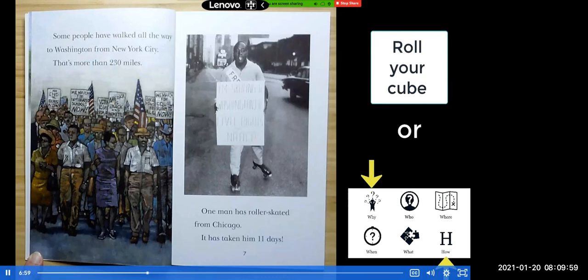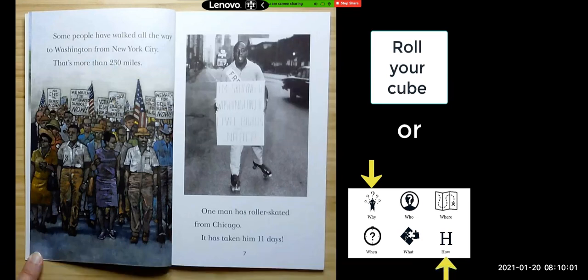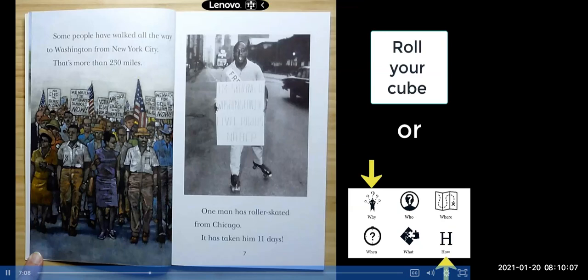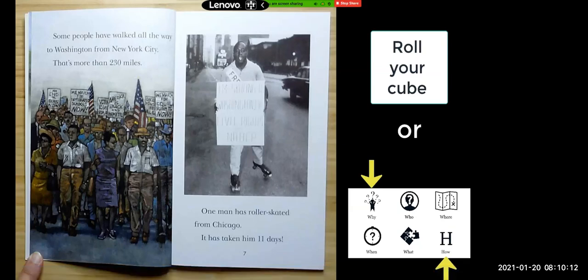Some people have walked all the way to Washington from New York City. That's more than 230 miles. One man has roller skated from Chicago. It has taken him 11 days.